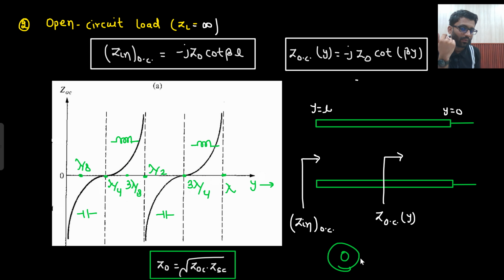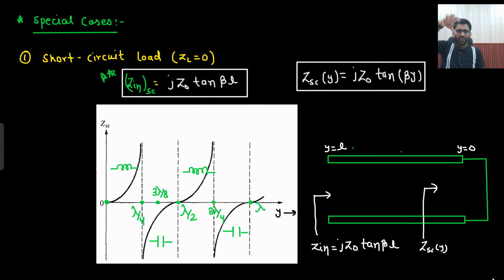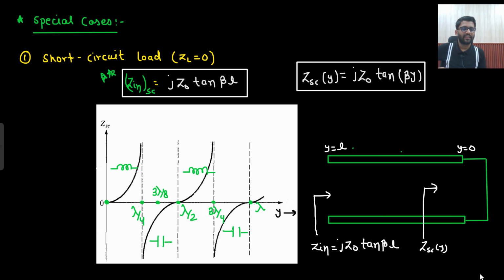Open, O; open circuit has O, and cot also has O. So that's why for open circuit cot, and for short circuit tan will come. For a shorter time you can remember it in this manner, but in the longer run you will eventually remember it: your open circuit impedance is minus j Z naught cot beta L, and your short circuit is j Z naught tan beta L. Is that clear to you?